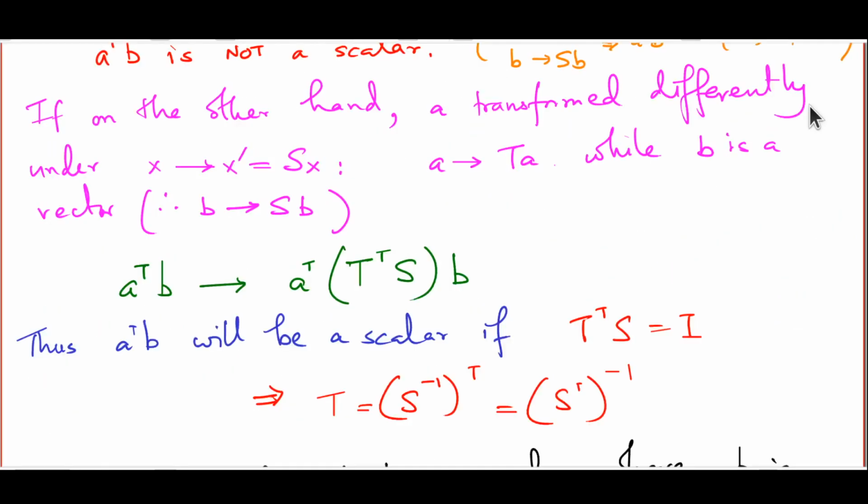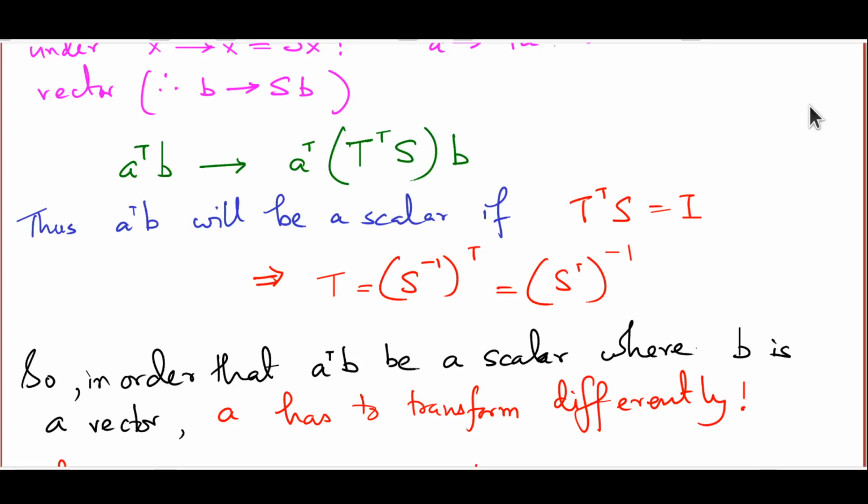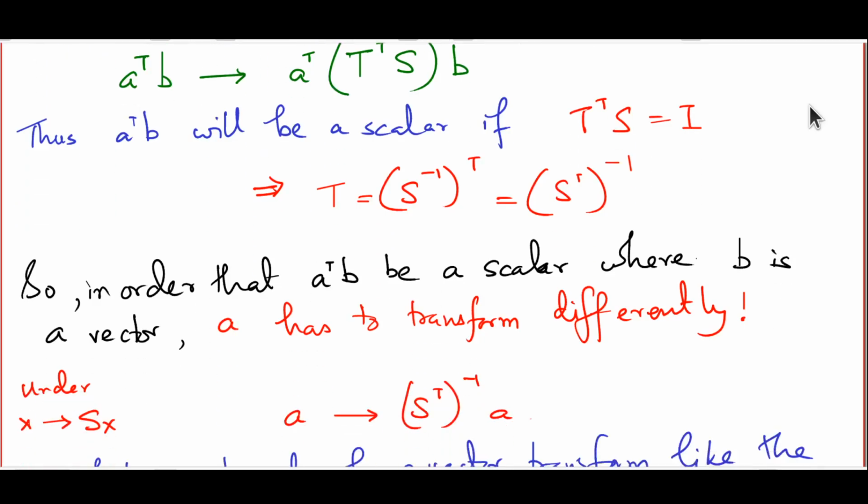Now that we know that A goes to TA and B goes to SB, what happens to A transpose B? Very simple, A transpose B will go over to A transpose times T transpose S B, and this will be a scalar. That is, it will stay the same if T transpose S is the identity. That's sort of straightforward. That means T is nothing but S inverse transpose, or S transpose inverse. So, in order that we can form a scalar by the action of A on B, A has to transform differently from B, and the transformation rule must be this.